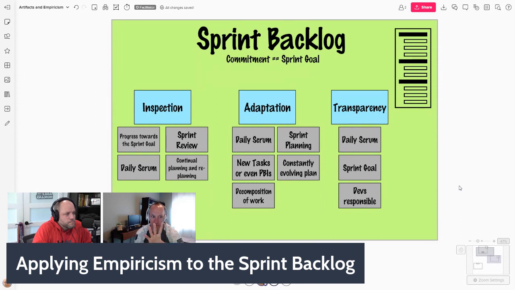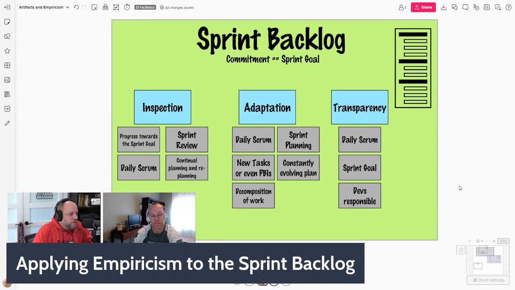And that starts with, my mind's going straight to the inspection. So inspection, adaptation, transparency, 3 pillars of empiricism. What do we talk about first, Ryan? Yeah, inspection on the sprint backlog. Again, the lens here is going to be the commitment, which is the sprint goal. So I am thinking about the sprint goal as I'm inspecting the sprint backlog. And so progress towards the sprint goal has got to be first.